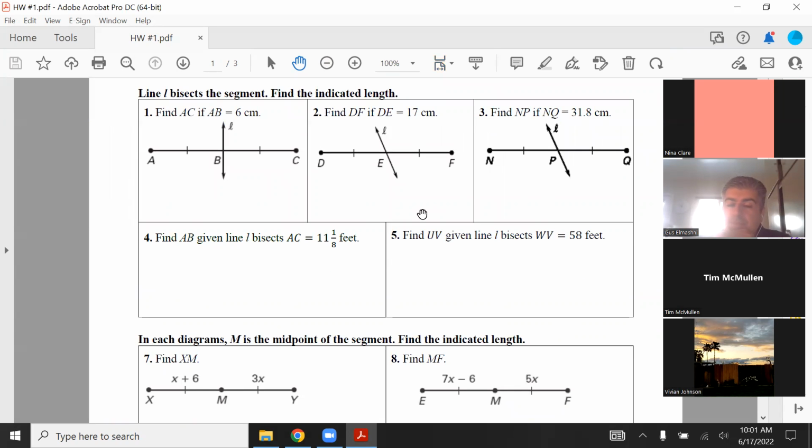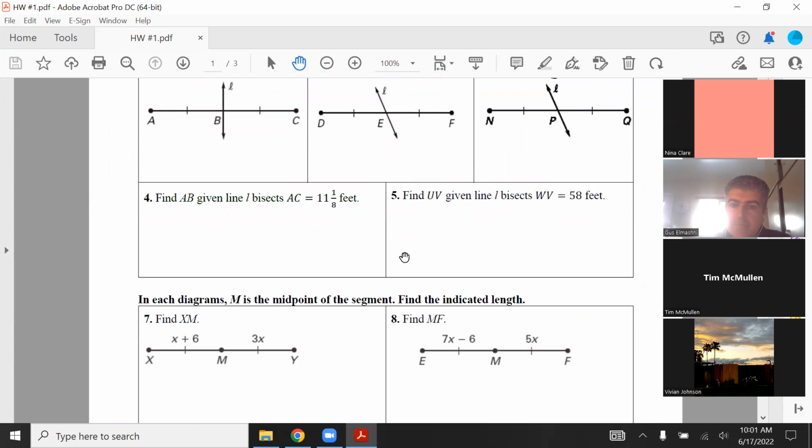Yeah, Nina, go ahead. For number 5, I didn't know how to set it up. It's in the answer key, but I didn't know how to set it up. And I think the lettering also confused me a bit, like UV and WV. It's weird because they didn't tell where U is. Well, when they say something is bisecting, it's just cutting in half, right? The visuals helped for 1, 2, 3, but they're just saying that this line here cuts this in half. So you just take half of 58. That's all, which is 29.